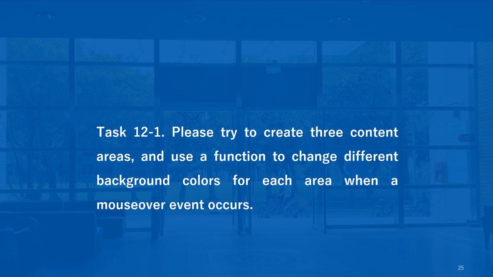This is my true question. Please try to create 3 content areas. Maybe you can create 3 divisions and use a function to change a different background color for each area when a mouseover event occurs. Maybe today I move on box 1 and you get 1 color, and I move to box 2 and that is another color, and today I move on box 3 and that is another color. So you just use one single function to finish it. Okay, can you?